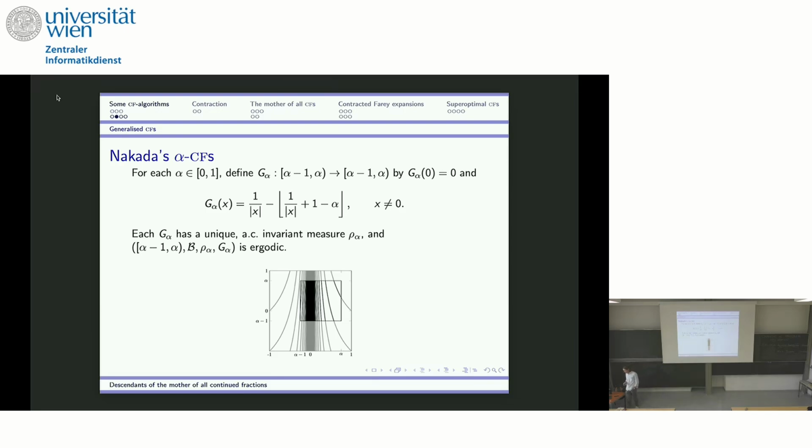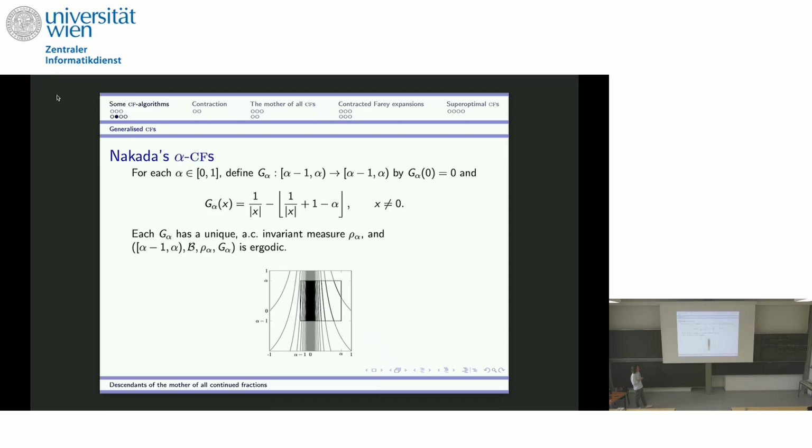The alpha continued fractions, so again, this is a one-parameter family defined for each alpha between 0 and 1. They're defined quite similarly to the Gauss map that we saw before, but now it's on the interval from alpha minus 1 to alpha to itself. And the map is given explicitly here. And you can check that if alpha is equal to 1, you actually recover the Gauss map. So you can see that the Gauss map is in this family.